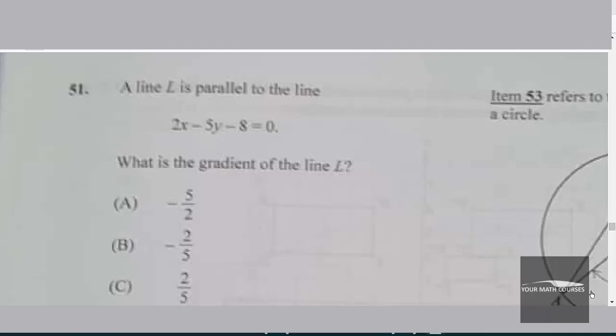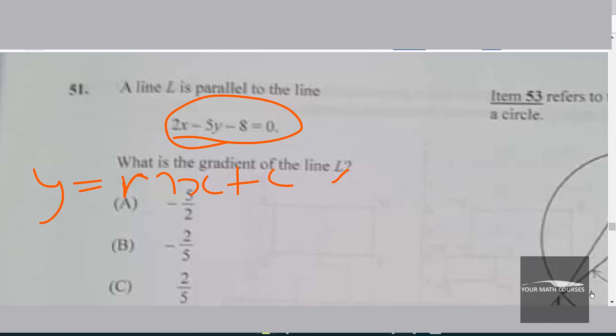So we want to find the gradient of the line L. If the lines are parallel, then they have the same gradient. So we can find the gradient of this line, and that gradient is the same as the gradient of line L. So we rewrite this line in the form y equal mx plus c, where m is the gradient.